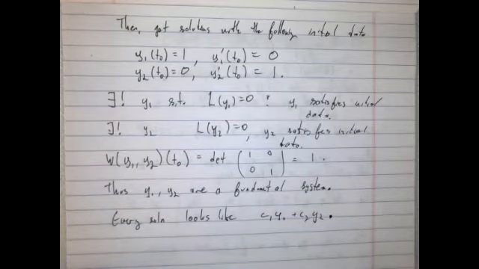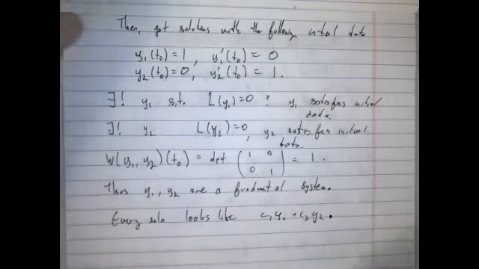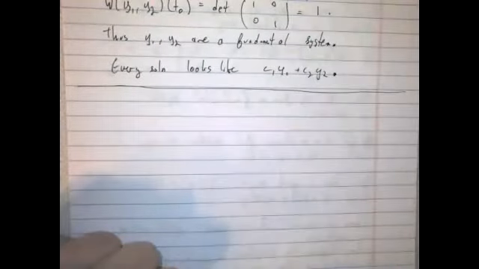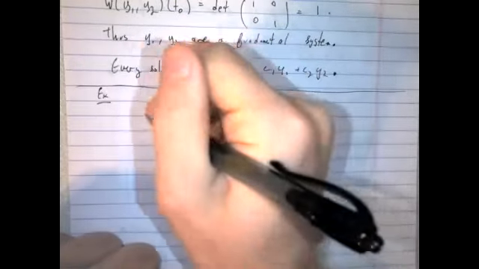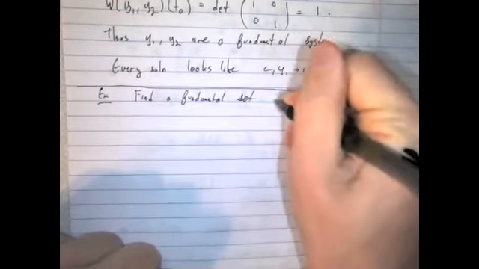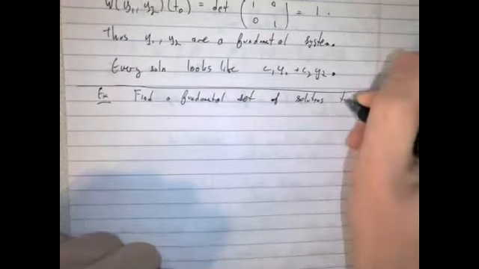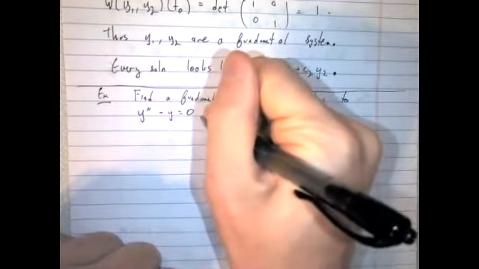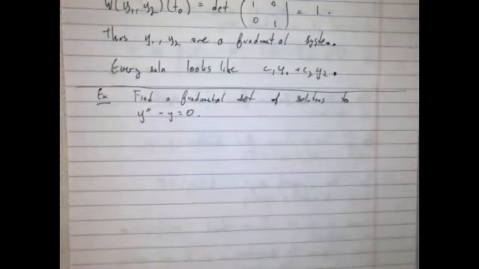Yeah, that's good. Okay. So what I'd like to do is have you do an exercise which points out an interesting feature. Let me write it out. As an exercise, and you've already done this, so this should be pretty quick: find a fundamental set of solutions to y double prime minus y is equal to 0. And this was the very first example that we did in this chapter.